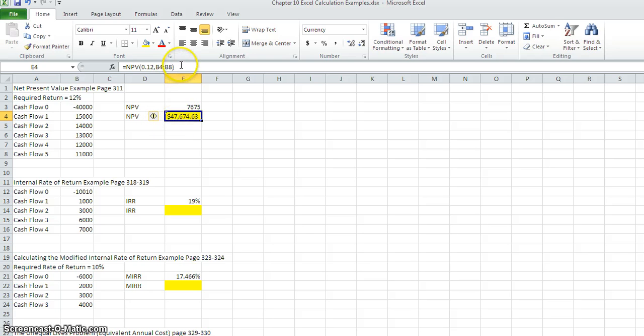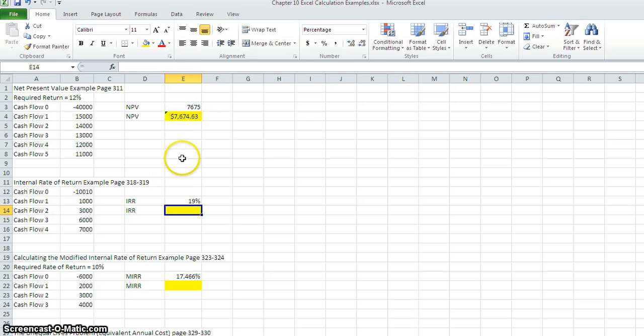But I need to remember to net out, that's where the net present value comes in, the initial $40,000 investment. So I do that and I hit OK, and that does match up to what we have in the textbook. So this project would be accepted because it is a positive net present value.